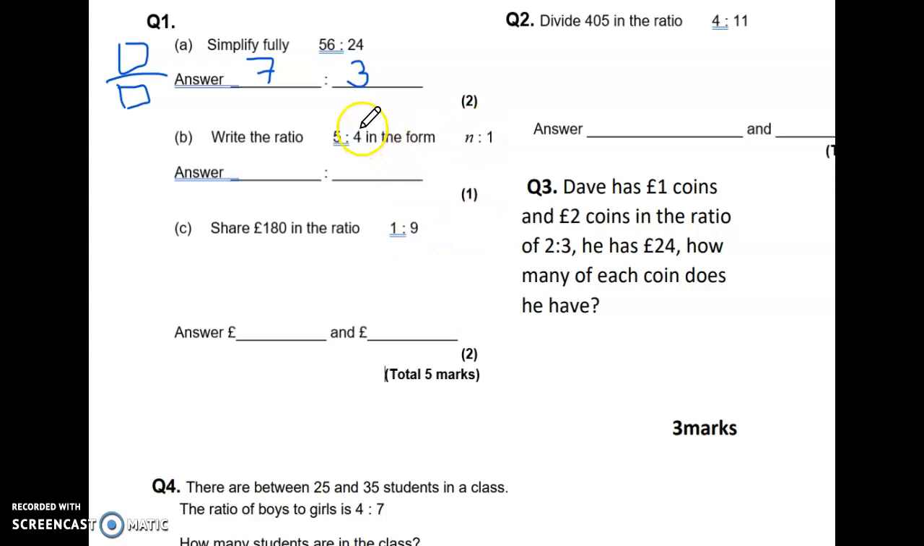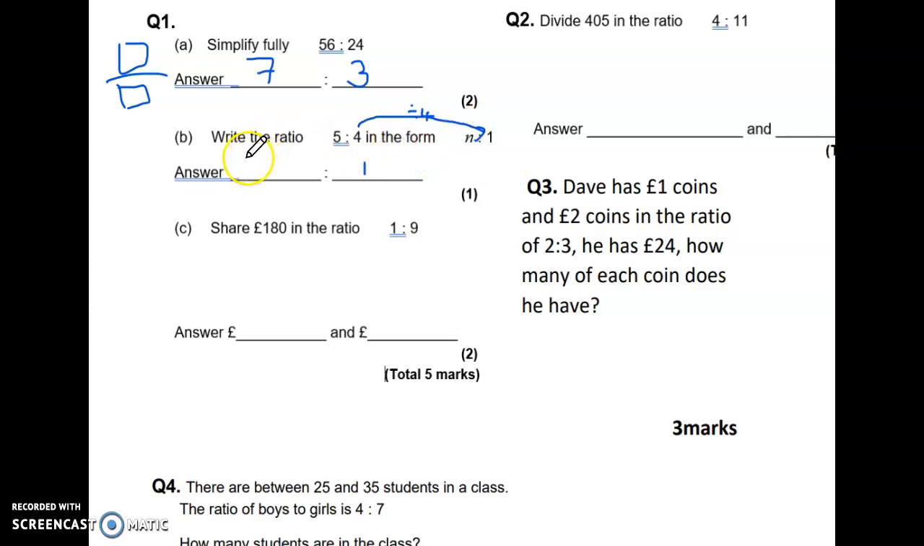So writing the ratio of 5 to 4 in the form of n to 1. So what we've done with that 4 to change it into a 1 is we've divided it by 4. So 4 divided by 4 will give me 1. So I've got to do the same with that 5. So your answer is going to be 1 there, obviously, because that's n to the form of 1.